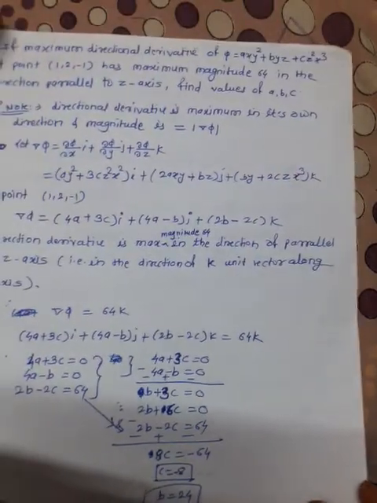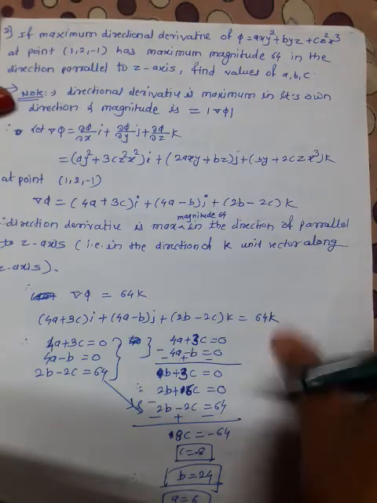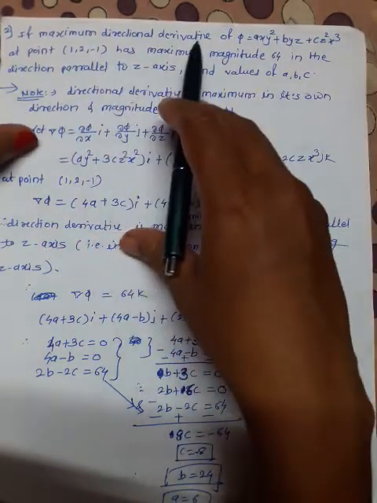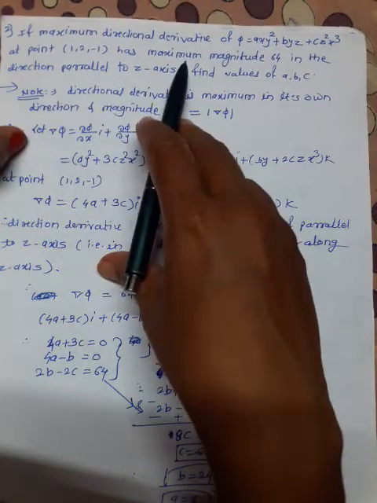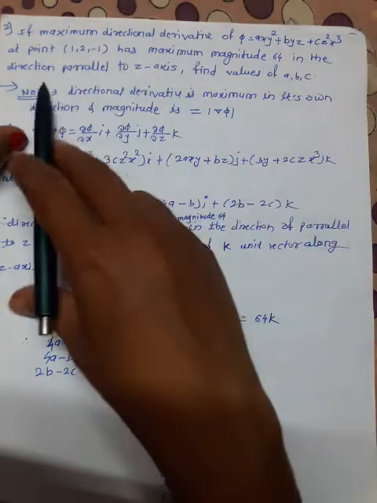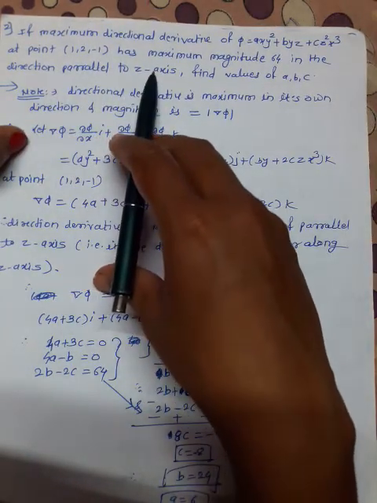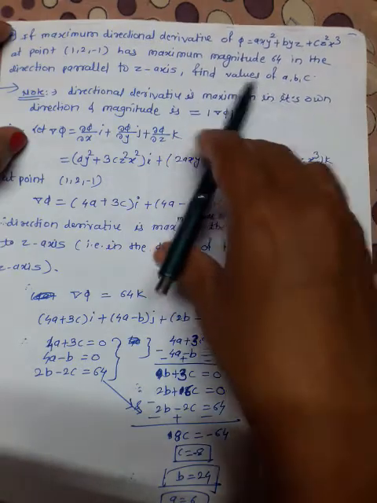Let us see the next example. If the maximum directional derivative of phi, this given surface, at a particular point has maximum magnitude 64, in the direction parallel to the z-axis. This is the given information. Now find the values of a, b and c.